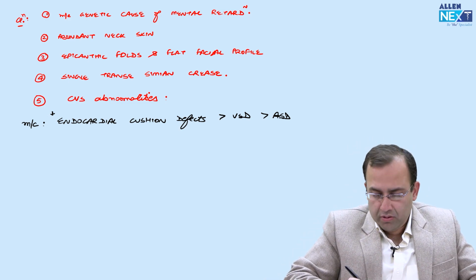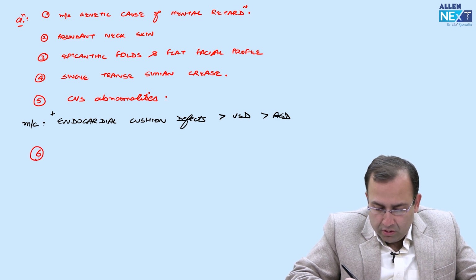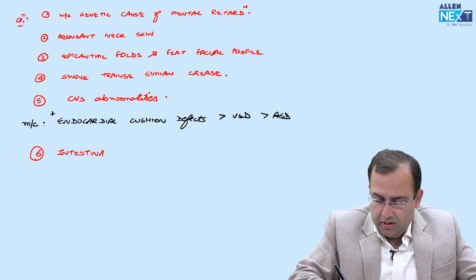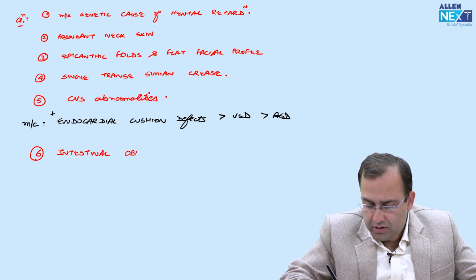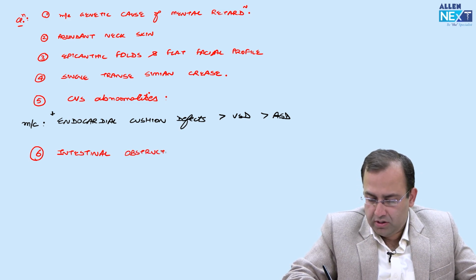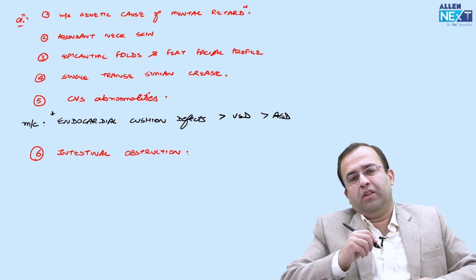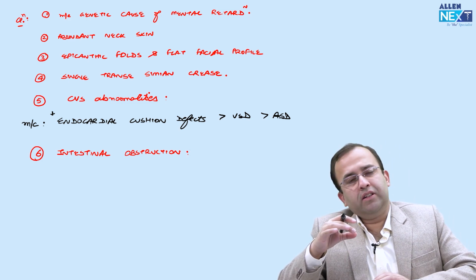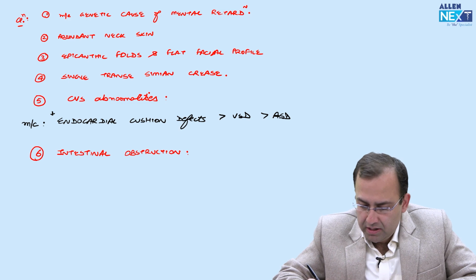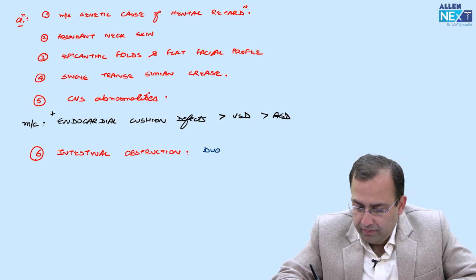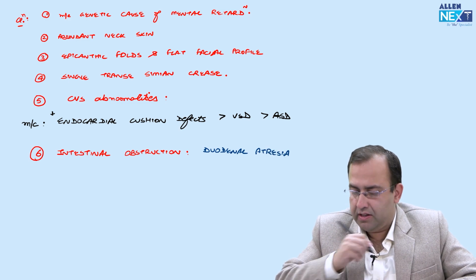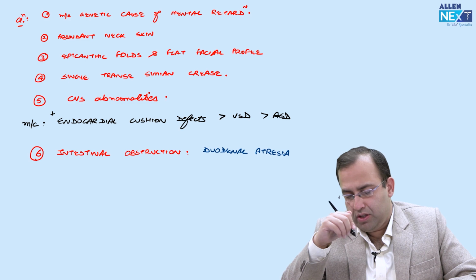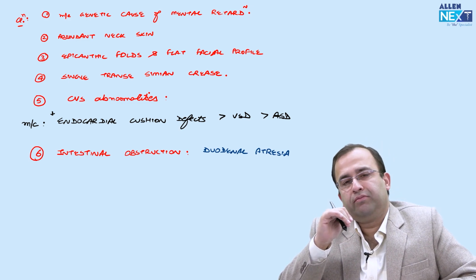Next, Down syndrome is also associated with intestinal obstruction. And where in the intestines is the obstruction taking place? In the duodenum. That is, it shows duodenal atresia.